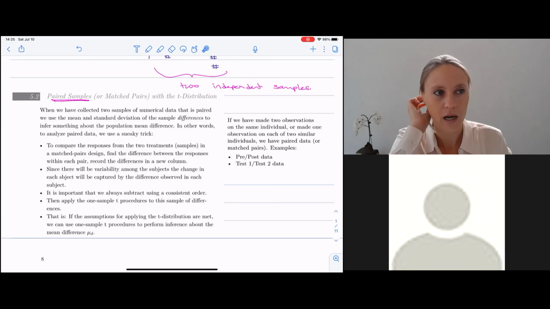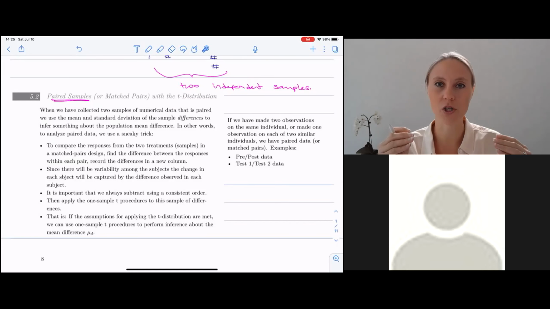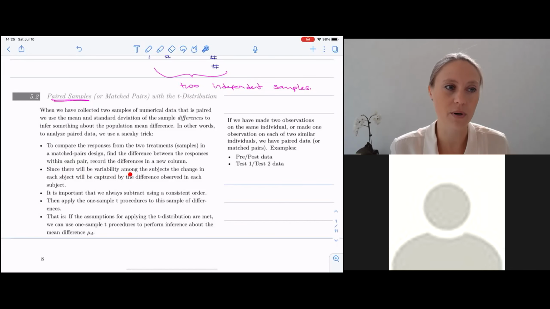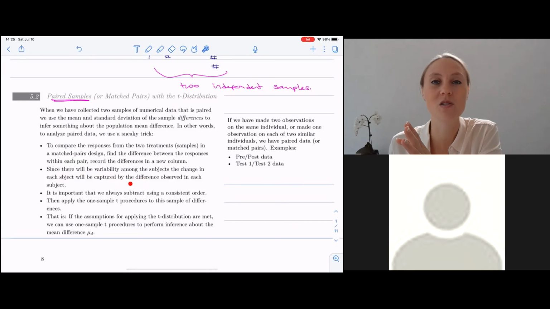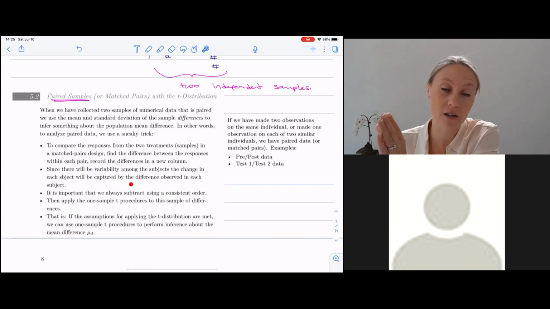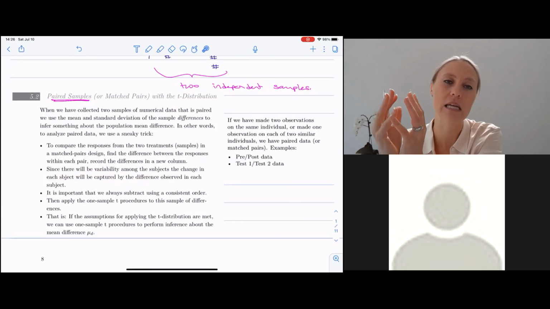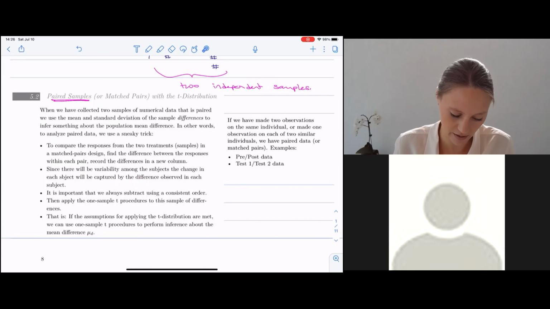Okay, and so it's kind of a special case of one sample means with sigma unknown, of course. So like I said, since there's going to be variability among the subjects, the change in each subject will be captured by the difference observed in each subject, right? And so taking my test 1 grade minus test 2 and recording the differences there, and then we analyze the differences, which means we can just kind of ignore the original data because everything that we need is captured in those differences that we've calculated.